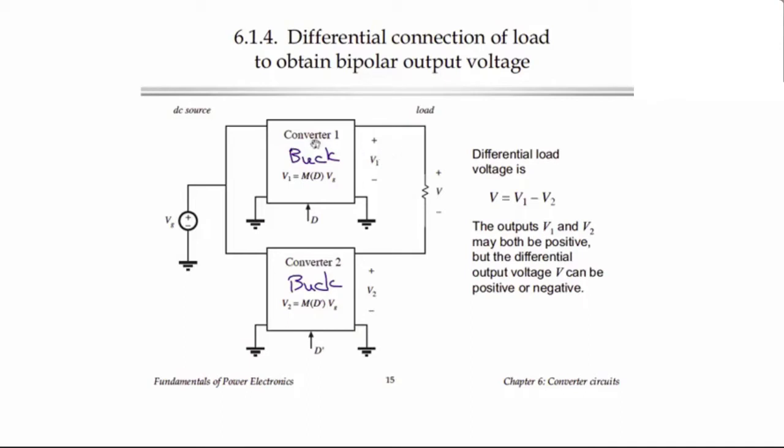Now if both buck converters produce the same output voltage, then we will get 0 volts differentially across the load. But if we make one of the converters produce a higher voltage than the other, then we can get either positive or negative voltage across the load, depending on which buck converter makes the higher voltage. And in fact, if we control the duty cycles of the two buck converters in a skillful way, then we could make, for example, a sinusoidal voltage that appears differentially across the load.